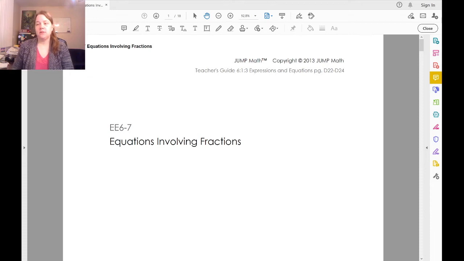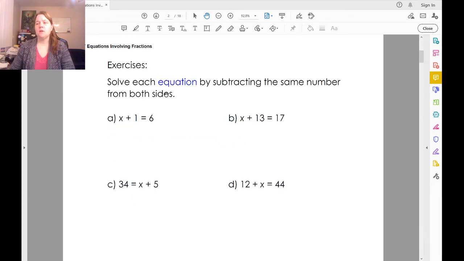This video is going to talk about equations involving fractions. So the first thing that they want us to do is solve each equation by subtracting the same number from both sides. We've been doing this before.